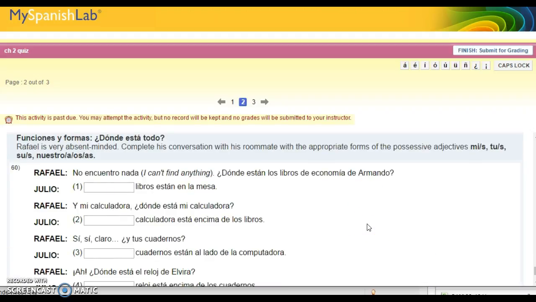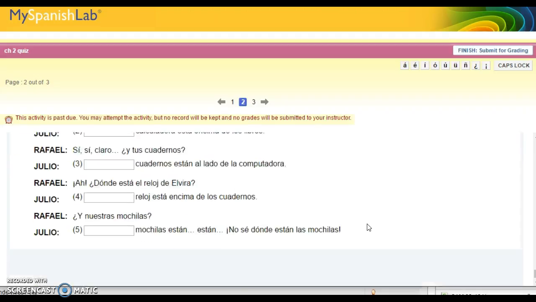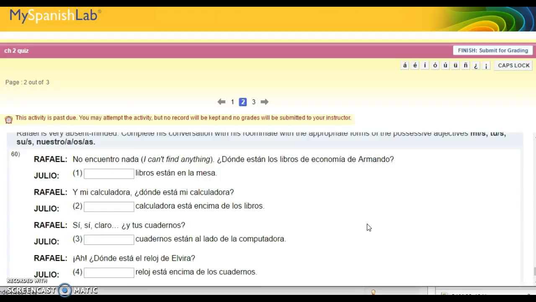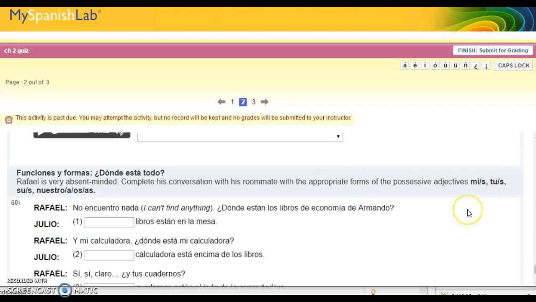Okay. Going on to the last one here. I believe this is the last one. Yeah. No, there's more. Okay. This is the possessives. Some problems here. Just remember that the possessives are adjectives, and they have to agree with what they're describing. Right. So No encuentro, I'm just going to fill these in and then I'll explain at the end if necessary.